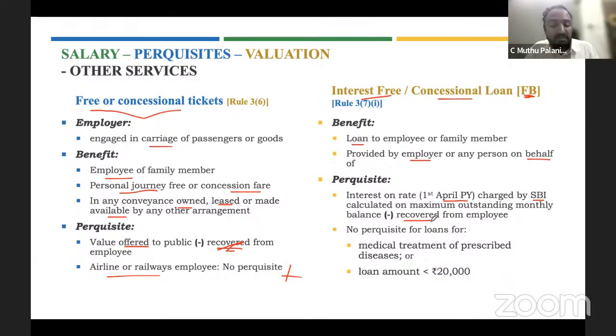And it is not a perquisite if it is for medical treatment of prescribed diseases or the loan amount is less than 20,000. So it is not a perquisite. The loan amount is less than 20,000 or it is borrowed for prescribed diseases. Otherwise you have to calculate interest. As I told you, take the SBI interest rate applicable on 1st April of the financial year. Apply the interest to month-on-month balances, maximum outstanding monthly balance. So in this, if it is October, what is the maximum balance? I apply that interest rate. Similarly, I have to do it for the rest of the months.